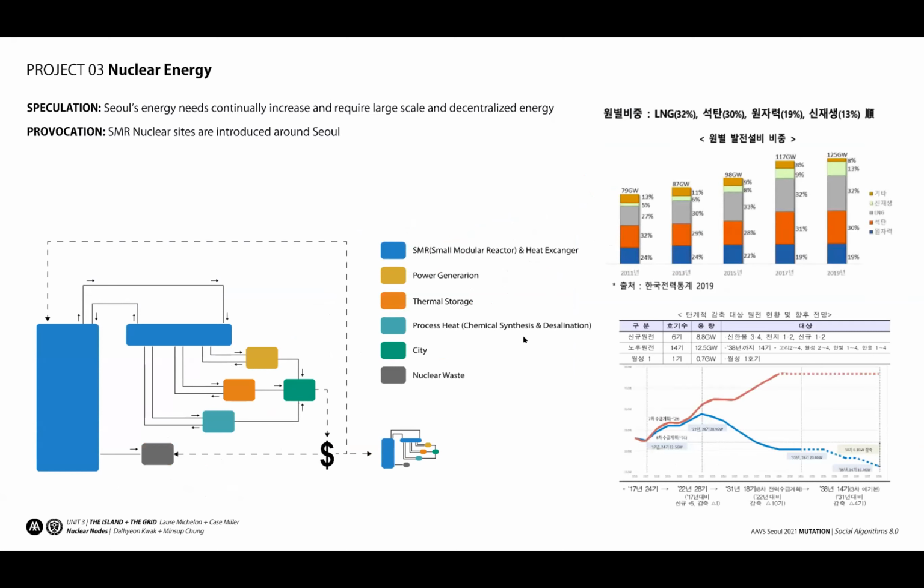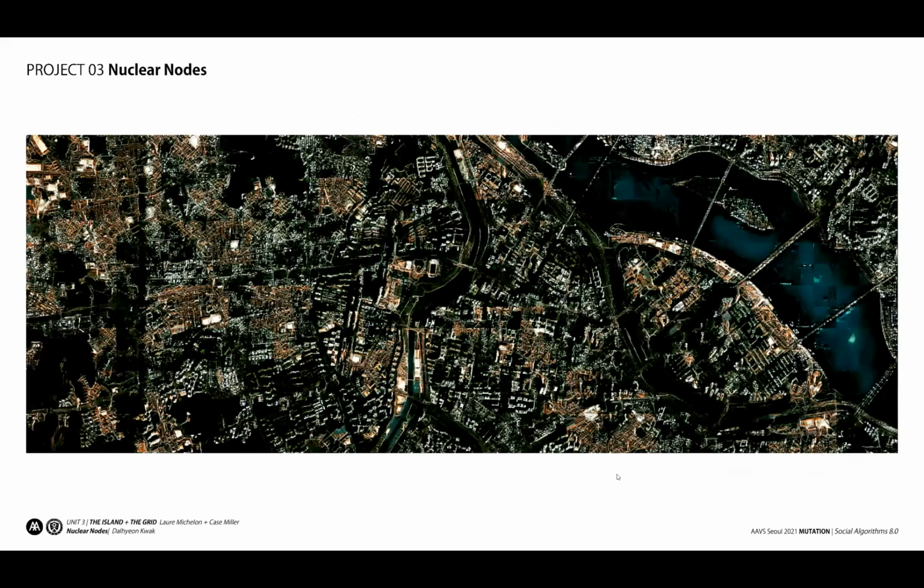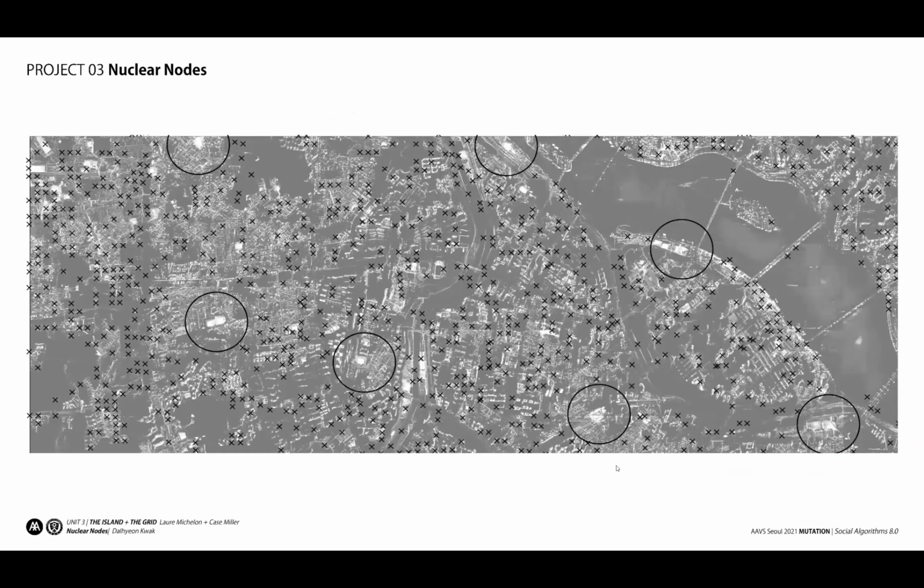So for this final project, it's a hybrid of two, actually, by Dahl and Steph. It was looking at how Seoul's energy needs are continually increasing, and they might require large scale energy systems of a different sort than we have currently, especially as cities and countries are moving away from coal and natural gas. So the idea is incorporating small modular reactor nuclear sites around Seoul and the site. First, using CycleGAN to try and figure out where those nodes might be, adding them, and here thinking about the intelligent agents in terms of energy production and moving from power plant to home or throughout the city, depending.